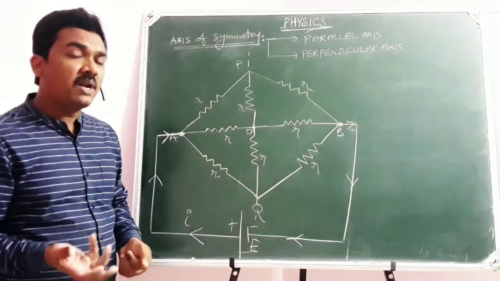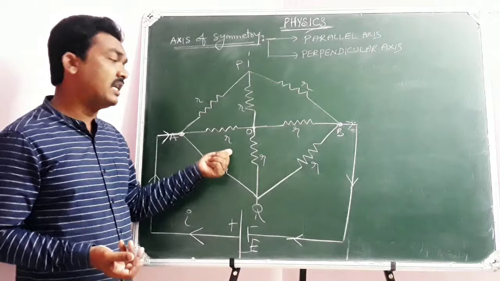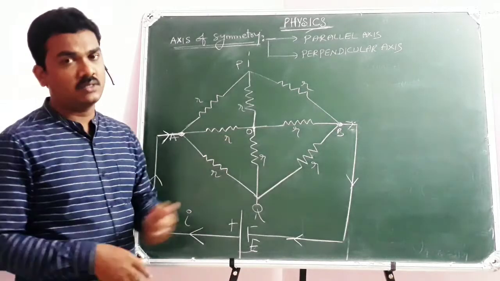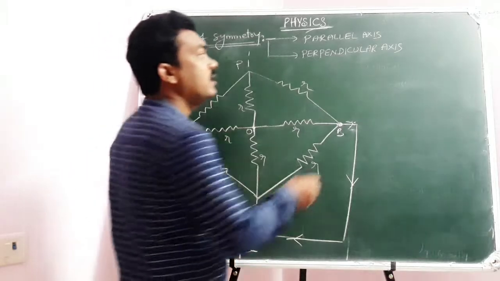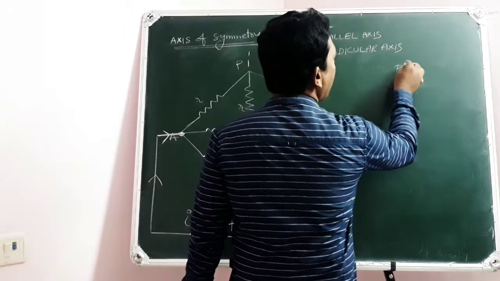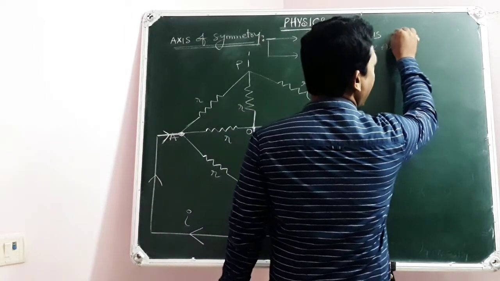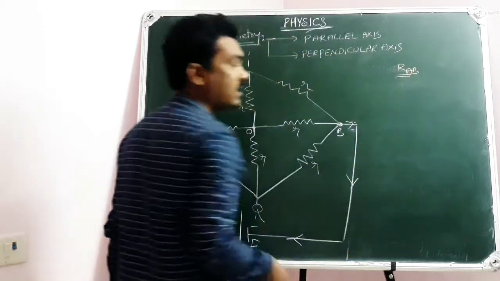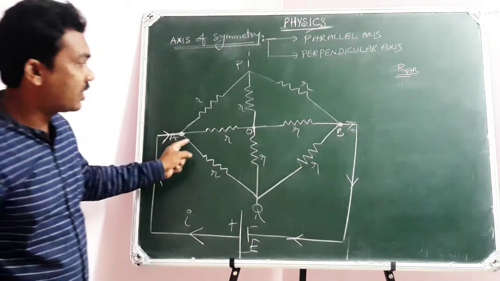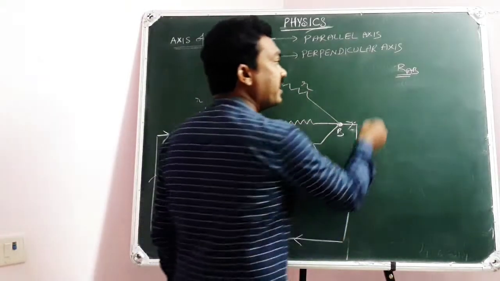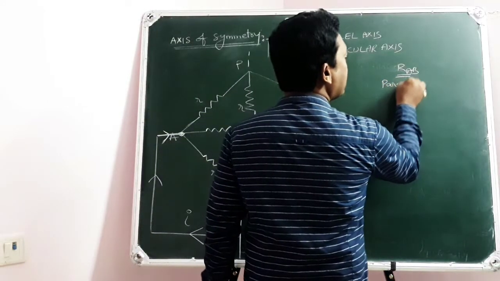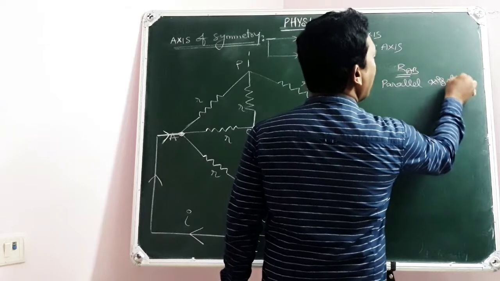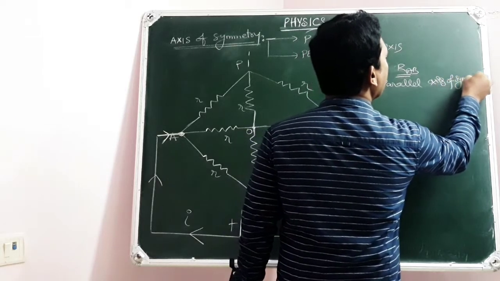Now, how do we apply this while simplifying this electric circuit or calculating equivalent resistance? How do we apply this? First of all, if I am going to calculate equivalent resistance across AB, and applying parallel axis of symmetry, I am trying to apply parallel axis of symmetry.